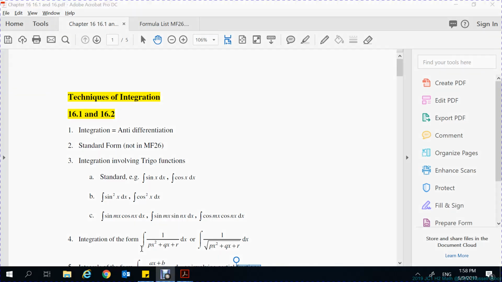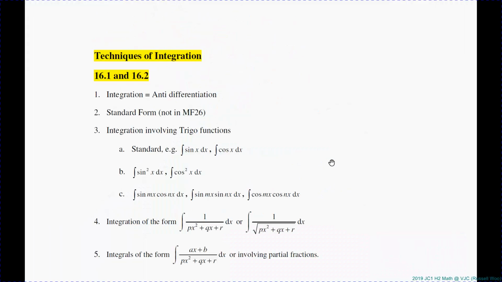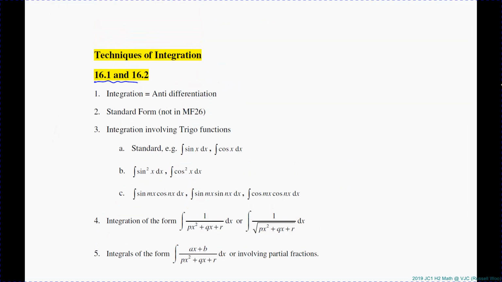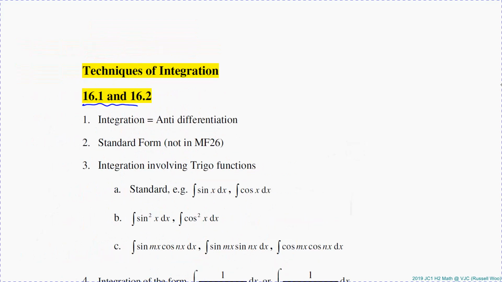Now we're going to very quickly go through a quick summary of 16.1 and 16.2, techniques of integration. There are 5 points I would like to say. First, integration is the reverse of differentiation. So we have to learn them together. I'll elaborate on them point by point later.